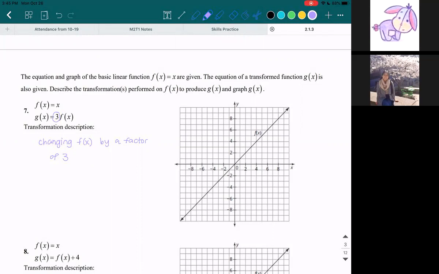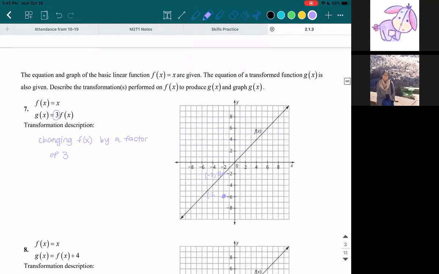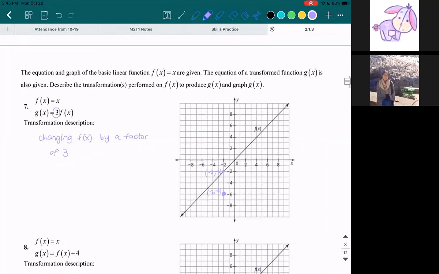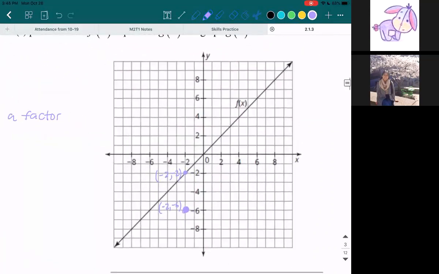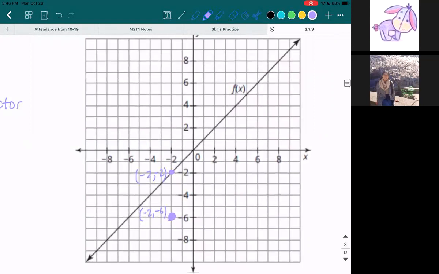So to graph this g of x equation, we're going to need to multiply all the old y values by 3. So for example, this first point, it's at -2, -2. We need to multiply the y value by 3. So what is -2 times 3? It should be -6. So we have moved it now down to -2, -6. Okay, I'm going to zoom in actually so you can see better. So when we are doing this, we are multiplying the old y value by 3.